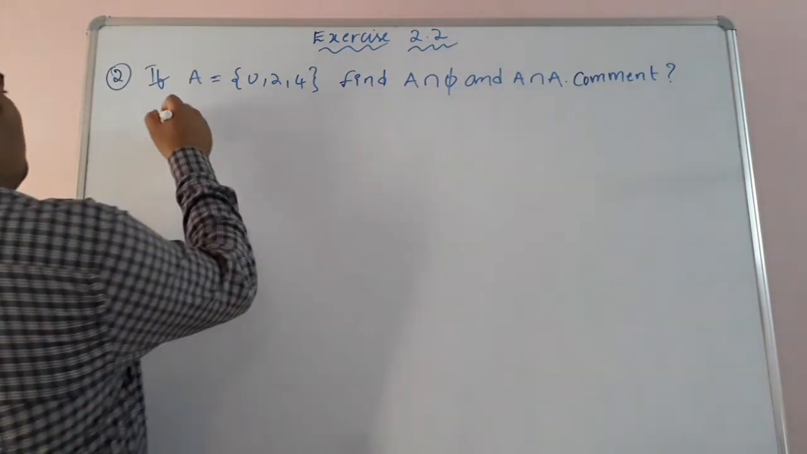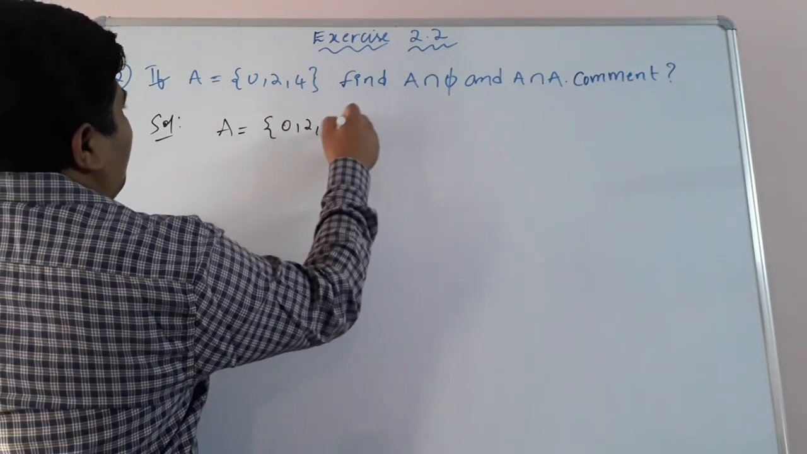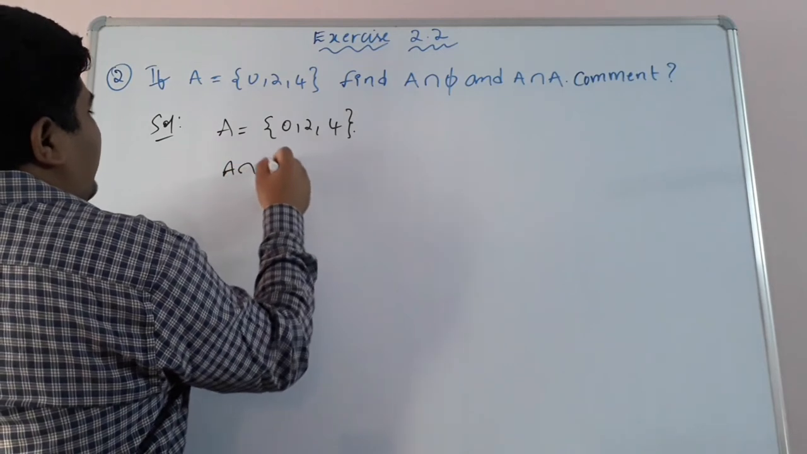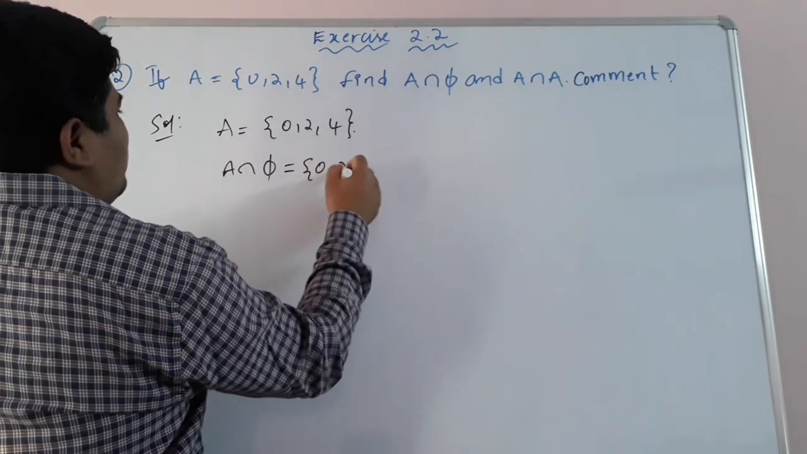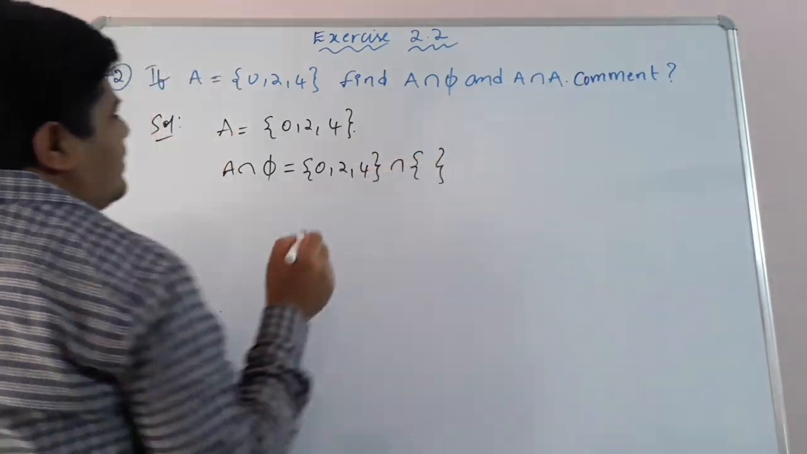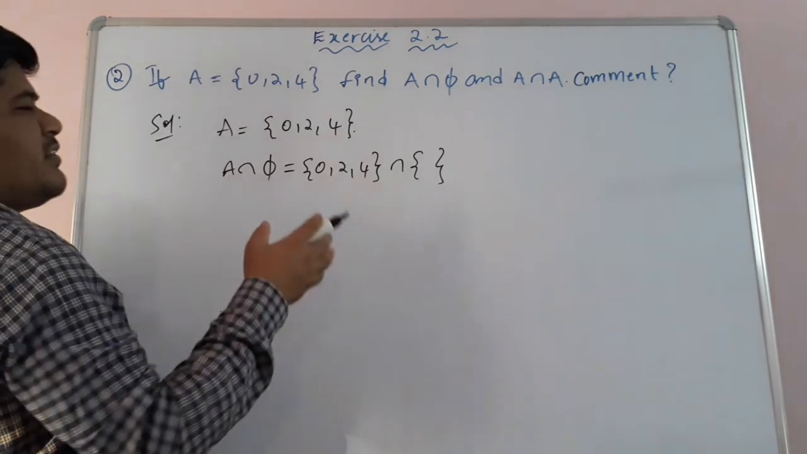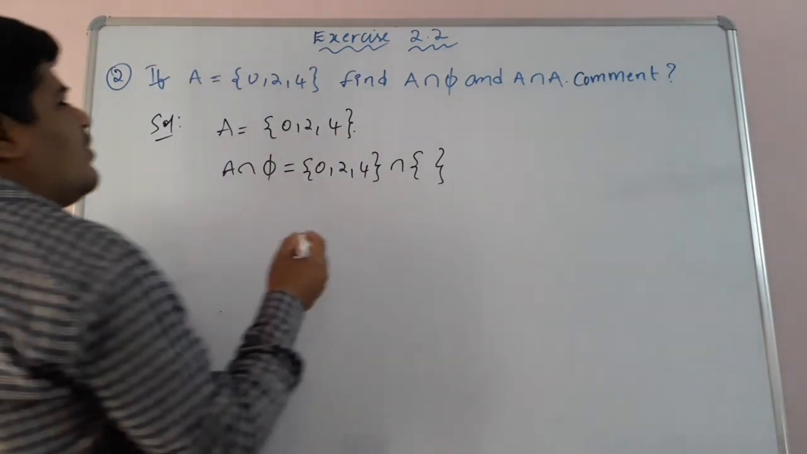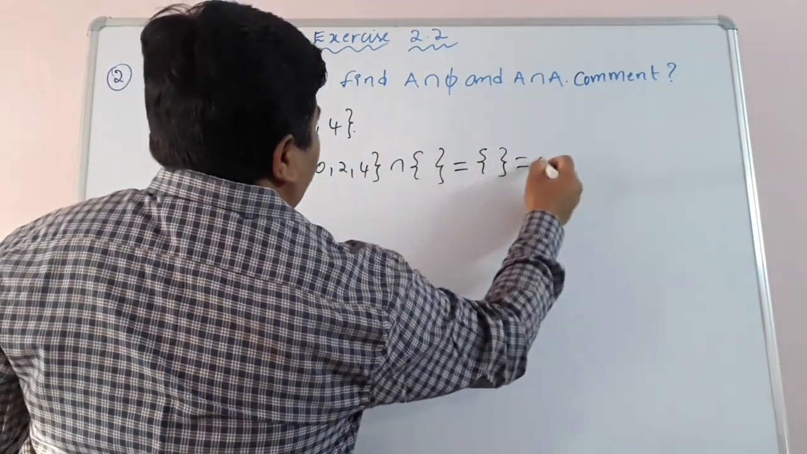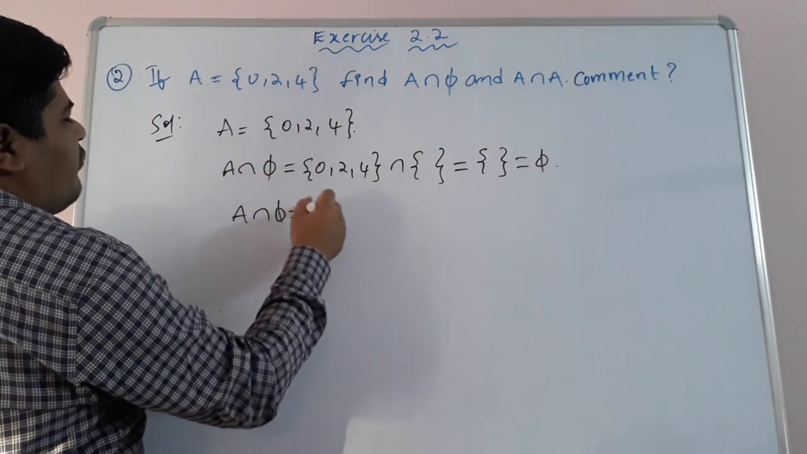So here A is equal to {0, 2, 4}, children. Now find A intersection phi. A intersection phi is equal to {0, 2, 4} intersection null set. Phi means null set. Is any element there in common in these two sets? There is no element in common. So A intersection phi is the null set only, which is equal to phi. So what can we comment, children? A intersection phi is equal to phi only.